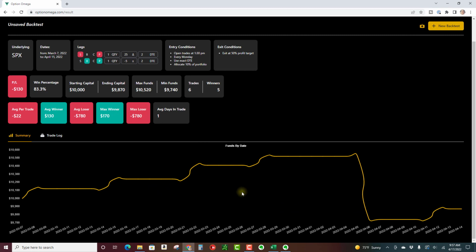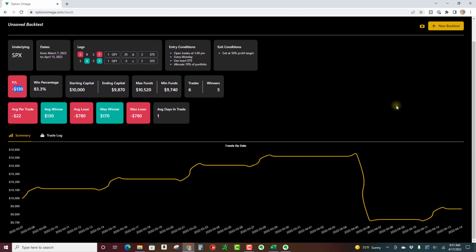Right? And this is very common. If you've traded put credit spreads before, or even call credit spreads, you can have a really high win rate, in this case an 83% win rate. But you actually can still lose money because you get the big swoosh.